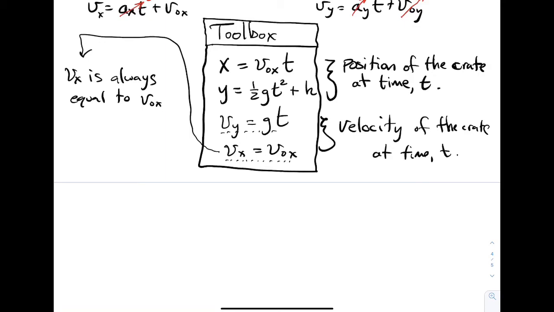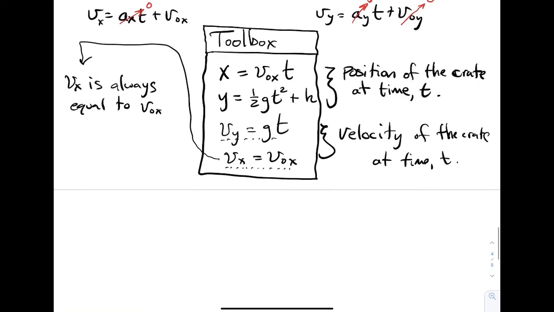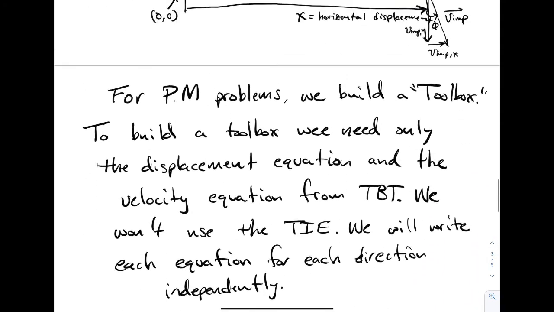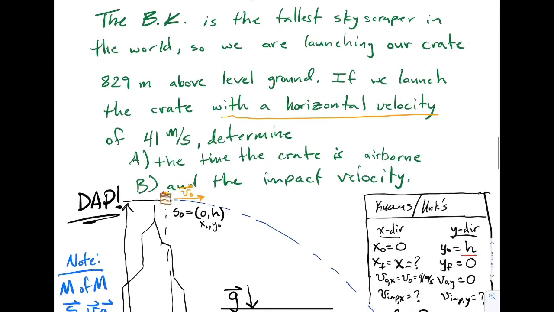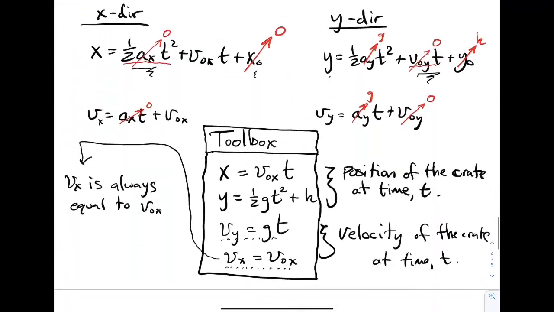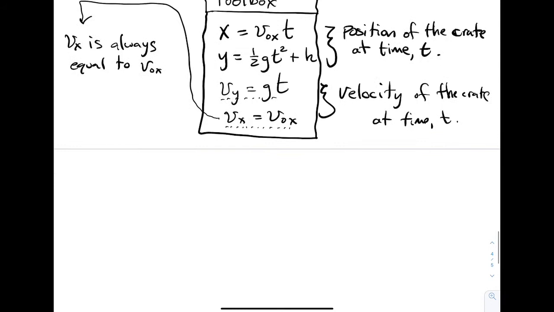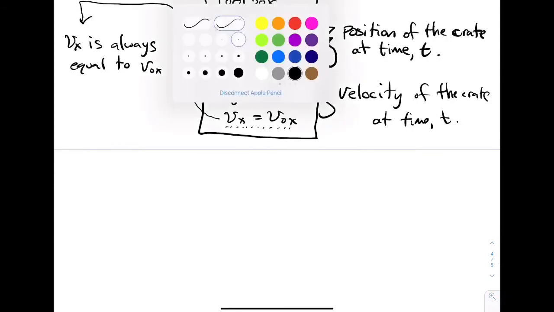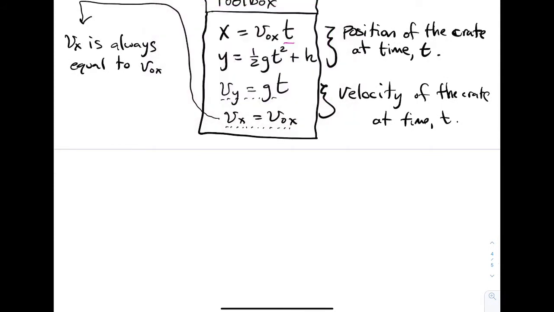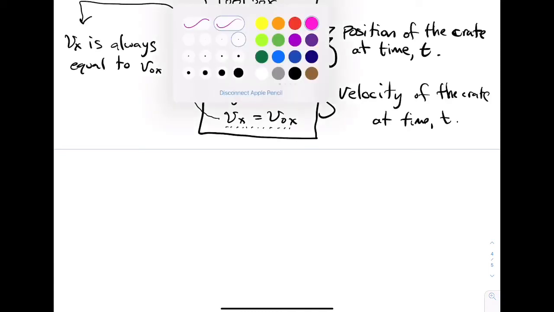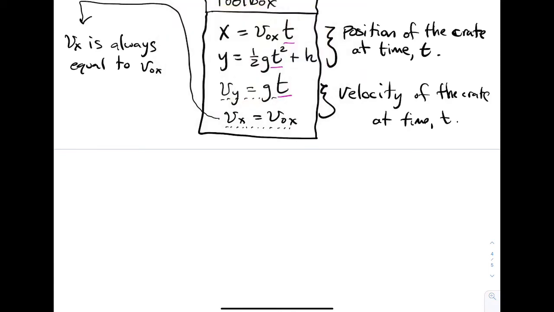Well, part A is asking to determine the time the crate is airborne. So looking at our equations, we know that the time is here, here, here. But we also know we have a few unknowns. We don't really know the horizontal displacement. We don't know that. We don't know the time.